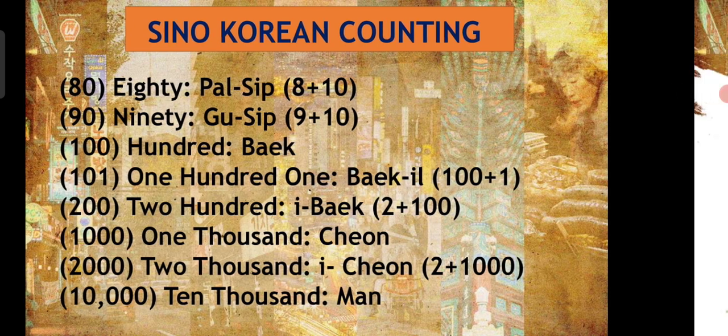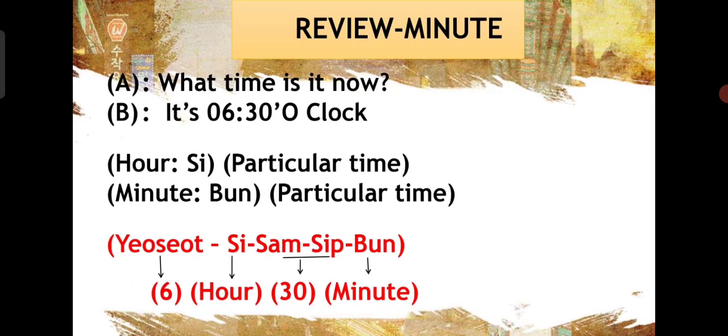So next, let's review with minutes. I told you that the Sino Korean counting system is basically used when we talk about minutes. For example, A asks B, what time is it now? And B answers, it's 6:30. R means she, which we already studied in an earlier lesson. When we talk about a particular time, in that case R is she. And minute is bun.